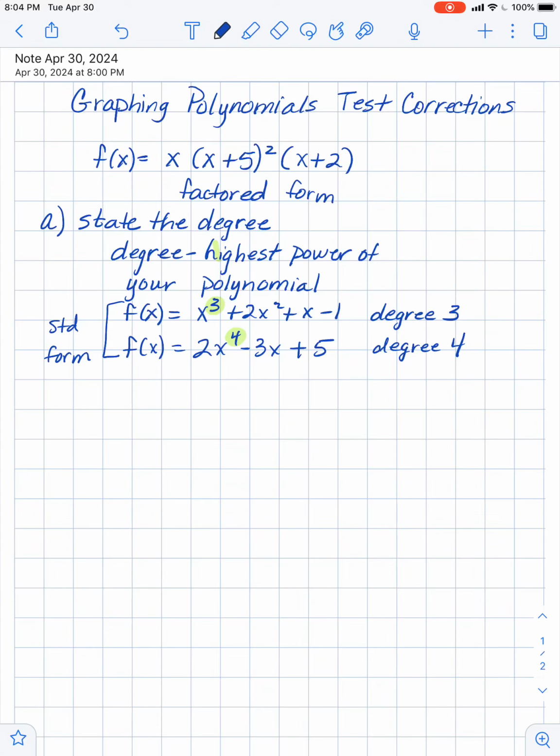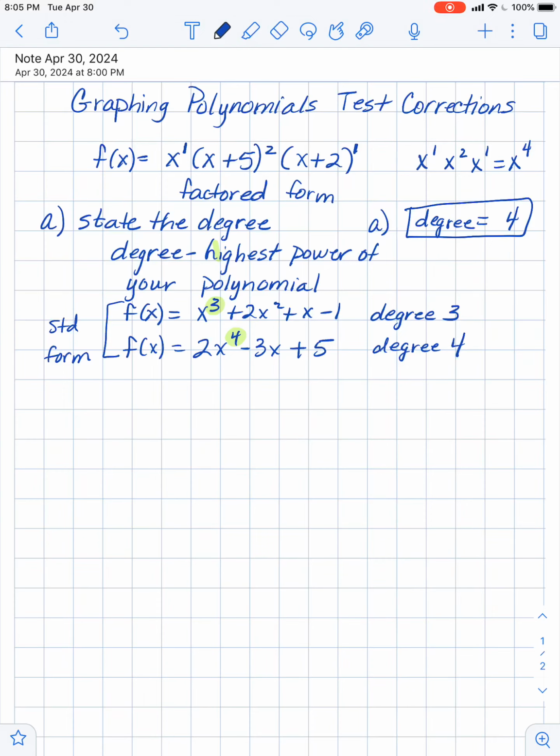Now, back to our question, what's the degree of it? Well, the easiest thing to do is just come up here and look at all of your powers. This x is to the first power. This x, when I square it, will be an x squared. And this one would be an x to the first. So what I have is an x, an x squared, and an x, which means I have an x^4 polynomial, which means I have degree 4. Okay, so my degree is equal to 4, and that was your answer to A, and that's how you find it.